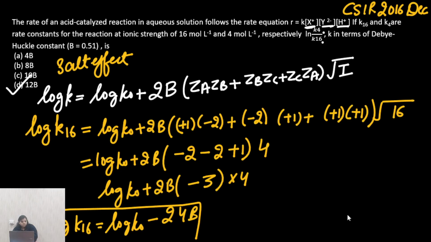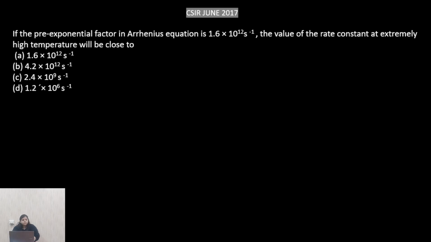Okay. So the next question we have is this one. This is from your June exam conducted in the year 2017. It says if the pre-exponential factor in the Arrhenius equation is this much, which means the value of A is given to us, what is the value of the rate constant at extremely high temperature?